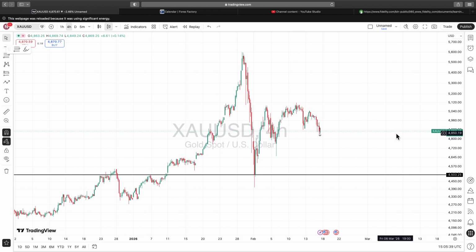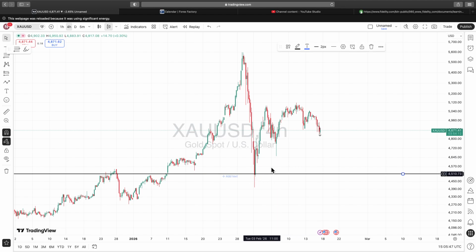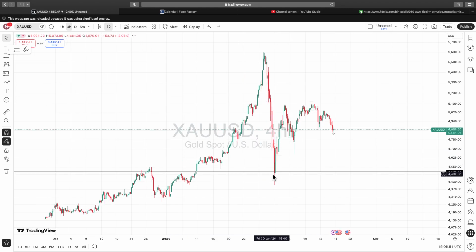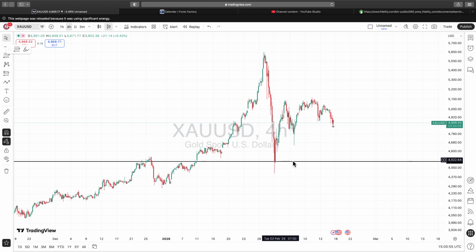We are now having the entry point. We have seen the entry point. So now our take profit should be at 4,500. That is the take profit. Now, anything that happens from here, we have to get a reversal pattern.